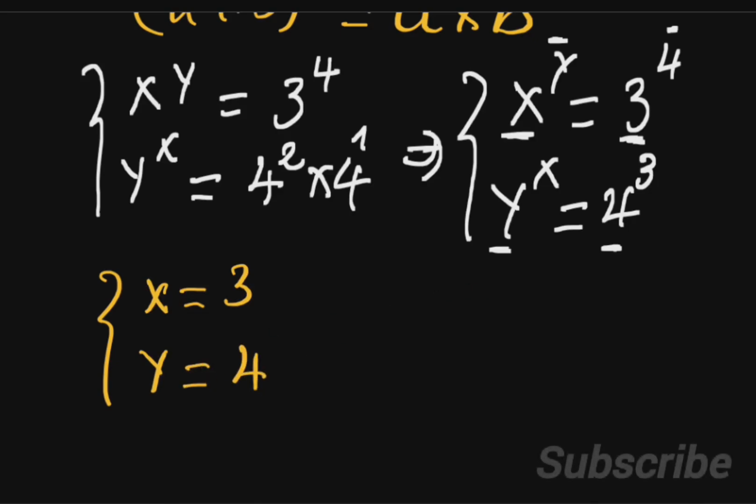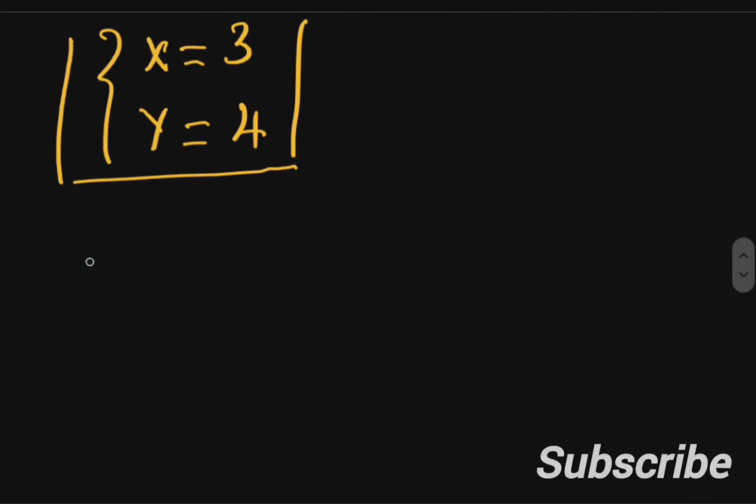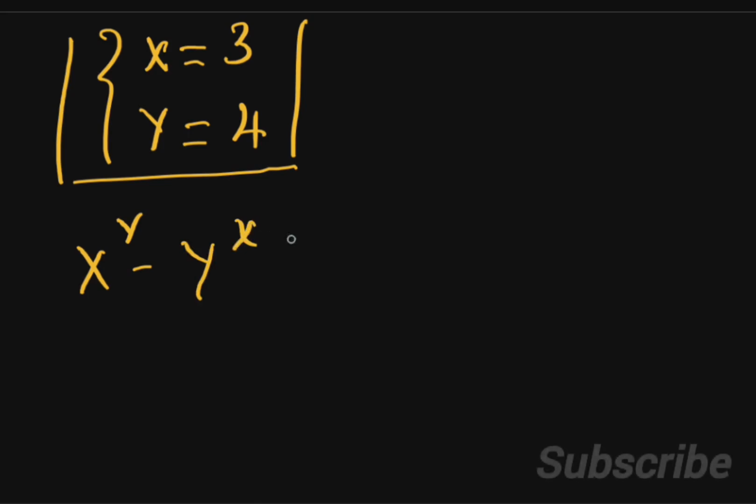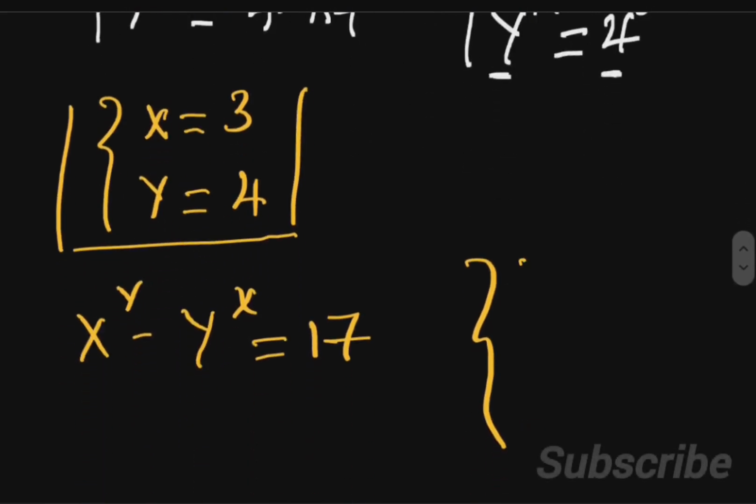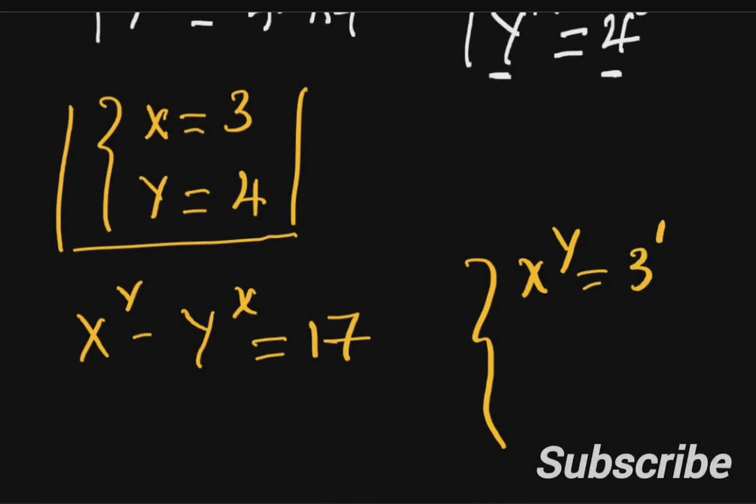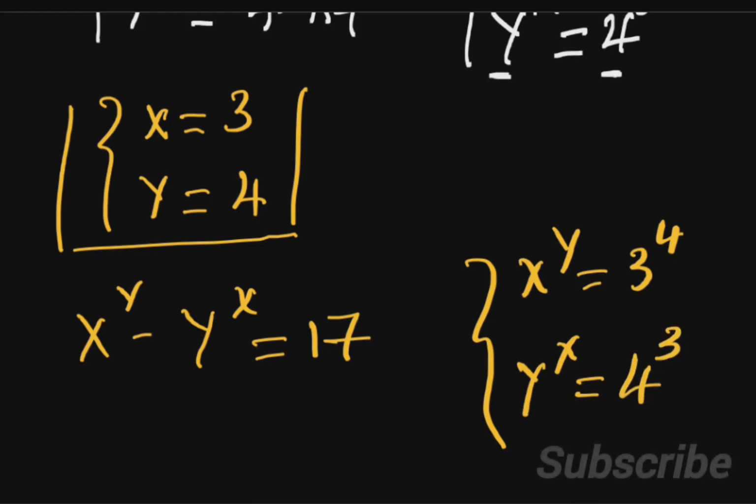Okay, we are not done. Now we have to verify our answers to see if our values of x and y are okay. So for that, we'll consider the initial equation, that's x to the power of y minus y to the power of x is equal to 17. Remember that x to the power of y is equal to 3 to the power 4, and y to the power of x is equal to 4 to the power 3. We're going to replace these values here and check if this difference will be equal to 17.